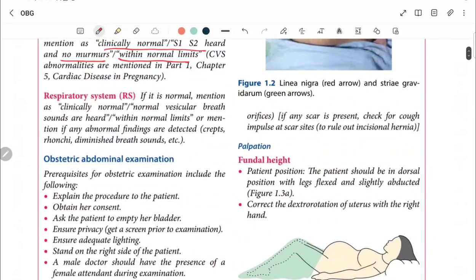Now respiratory system, if it is normal, you just mention it is clinically normal, that is, normal vesicular breath sounds are heard within normal limits, and if any abnormal findings are detected like crepts, rhonchi, diminished breath sounds, etc.